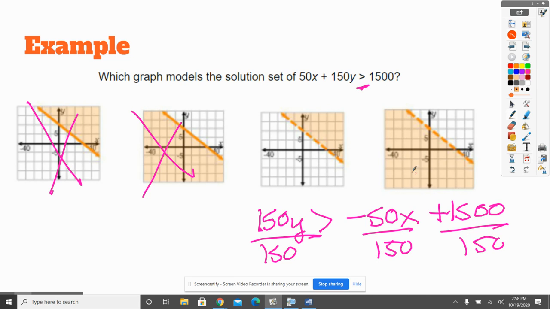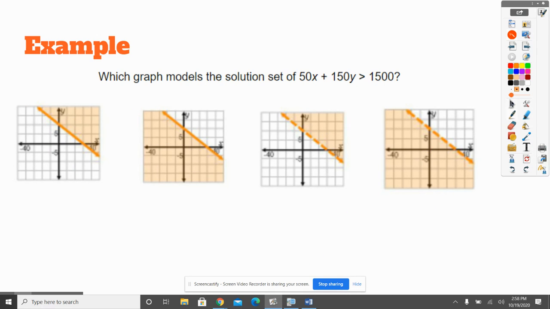Both of these have the correct graph. One of them is shaded in the wrong spot. So really, you need to decide, is 0, 0 a solution or not? Well, is 0 greater than 1500? No, it should not be in that region. So it should be a region above it where they make more money, or it's greater than the line, above the line.